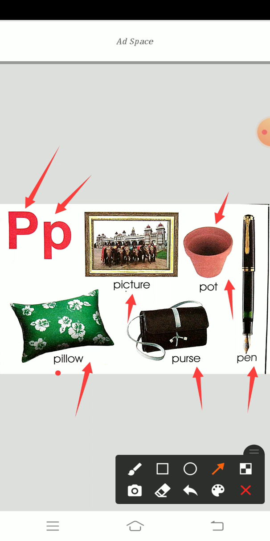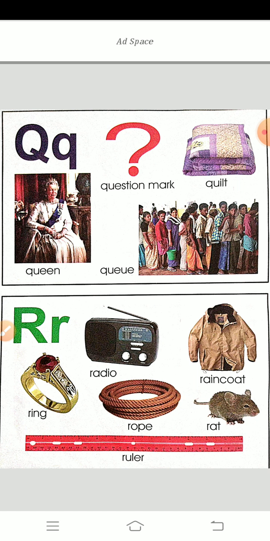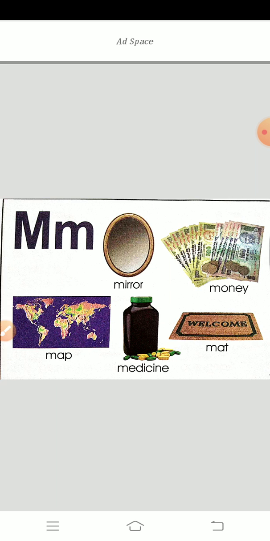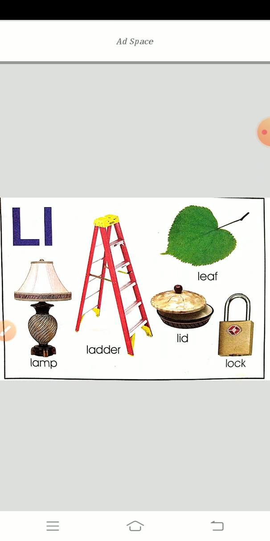For what purpose do we use a pen? To write. Enough for today's class, children, up to P. Next class I will teach Q onwards. So you can learn all these spellings and write them in the notebook neatly.